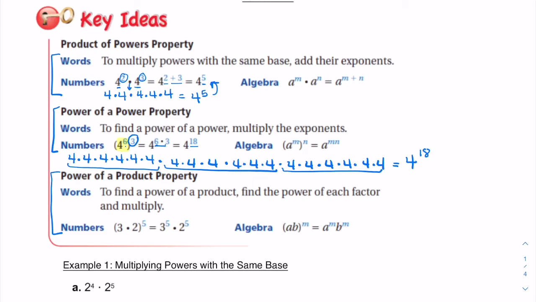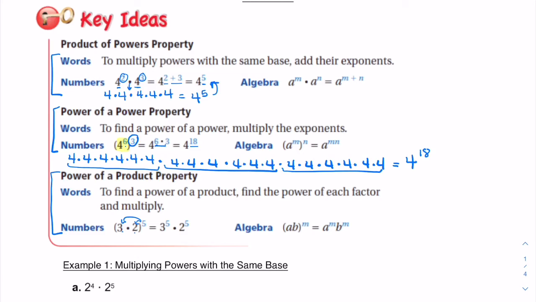The next one, power of a product property. So to find the power of a product, find the power of each factor and multiply. Tenéis 2 diferentes números. Usando paréntesis, eso va a estar elevado a una potencia. So here I have 3 times 2 to the power of 5. Aquí es como distributive property. El exponente va con el 3 y el exponente lo pone con el 2. So that's where they got the 3 to the 5th power times 2 to the 5th power.